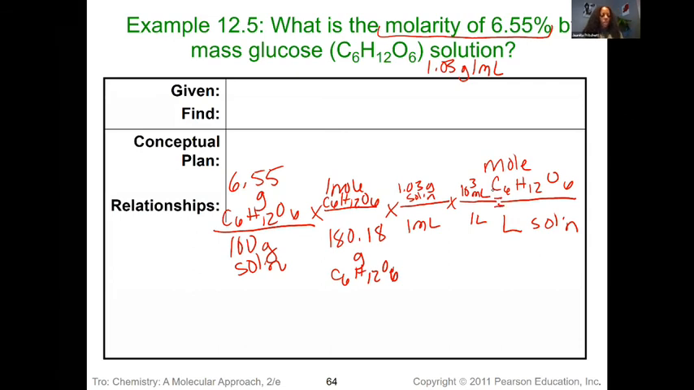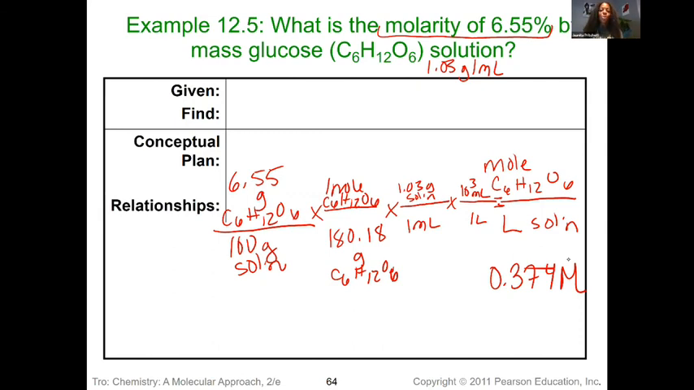Okay. So now we put all this in our calculator. We have 6.55 times 1.03 times 1,000 divided by 100 divided by 180.18. And that gets us a total of 0.374 molarity. Okay, so a lot of steps there, but it's not too difficult if you keep track of those units.